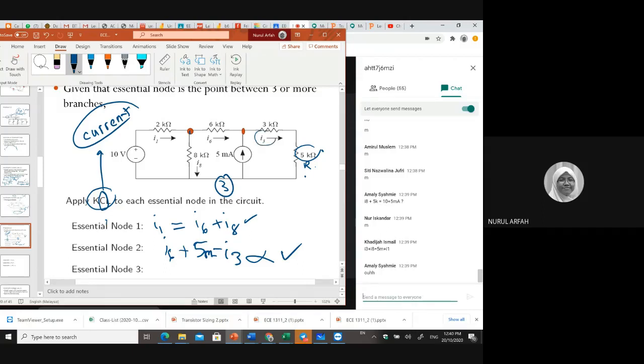The I3, right? This one flowing through this. So this is the I3. Okay. I3 plus I8. Okay, good. Then this one leaving, right? Leaving. This one also leaving.